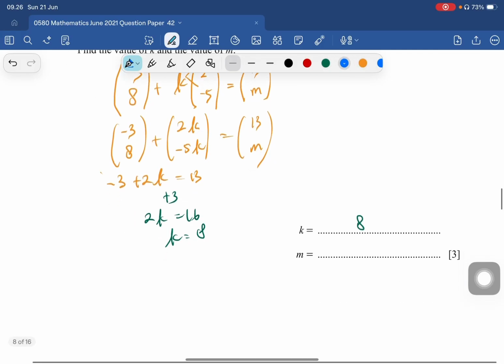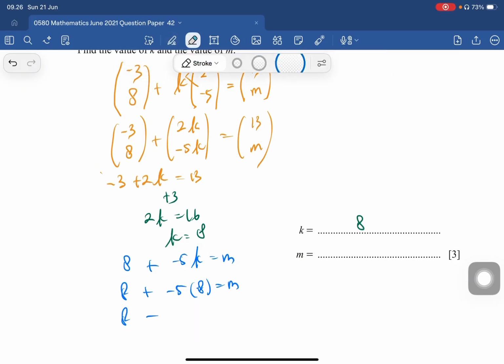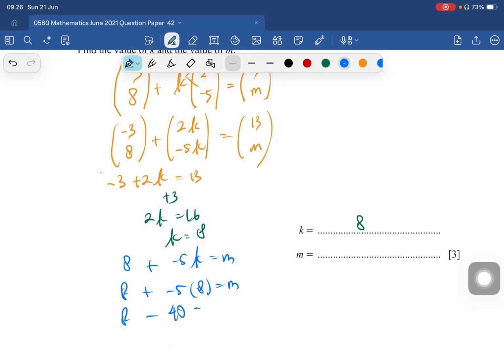Okay, the second line we got 8 plus negative 5k equal to m. So 8 plus negative 5 times k, which is 8, equal to m. So 8 minus 40 equal to m. So m equal to negative 32.